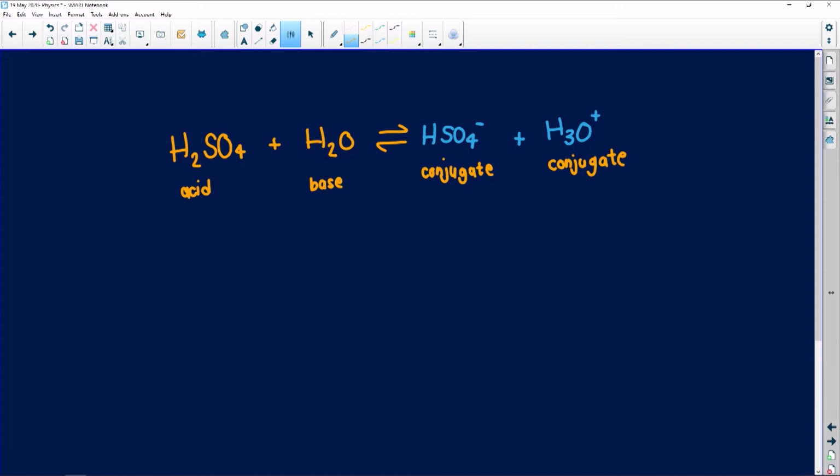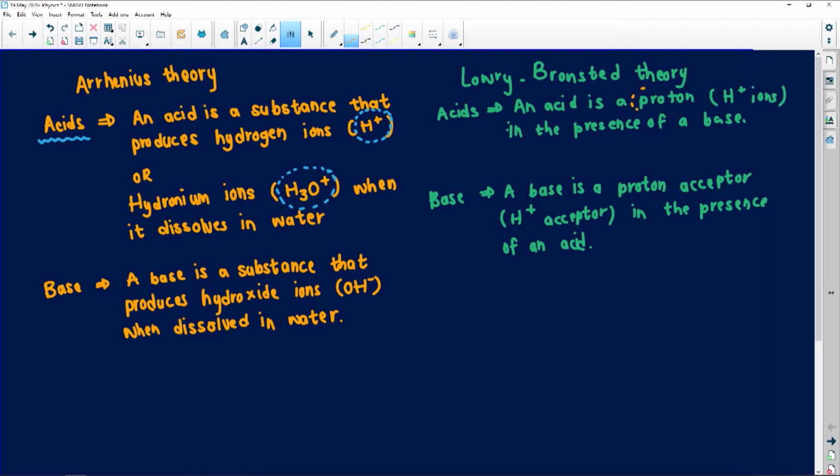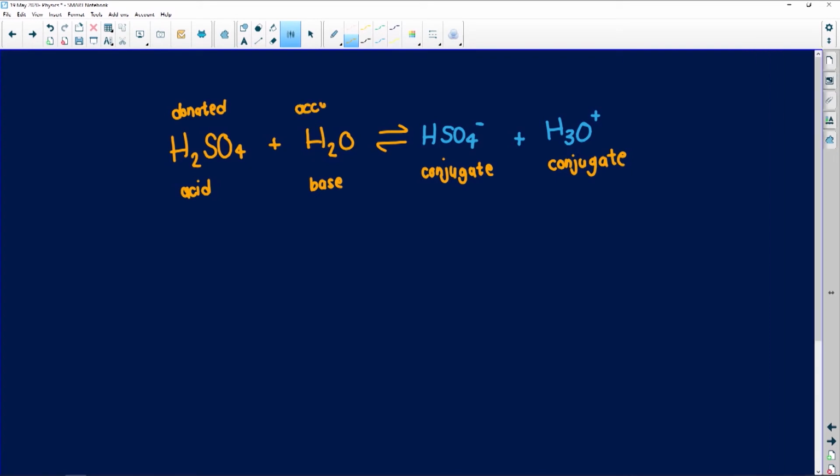The acid donated. Let's go back to the theory. What does the theory say? According to Lowry-Bronsted theory, an acid is a proton donor. It will donate that way. A base is a proton acceptor. So the acid, which one donated? It was the sulfuric acid. Which one accepted? It was the water. And that's where I get it from. So my water has accepted.